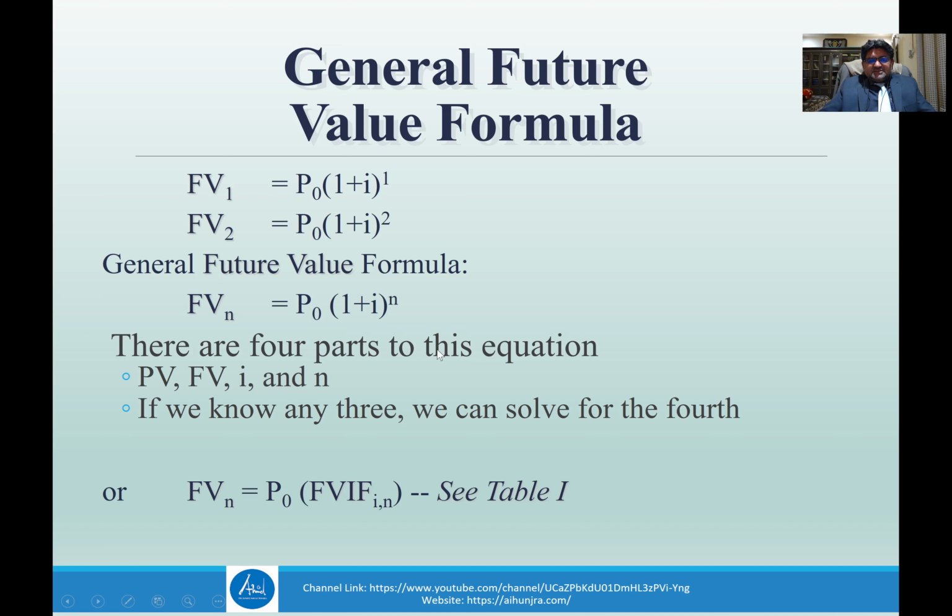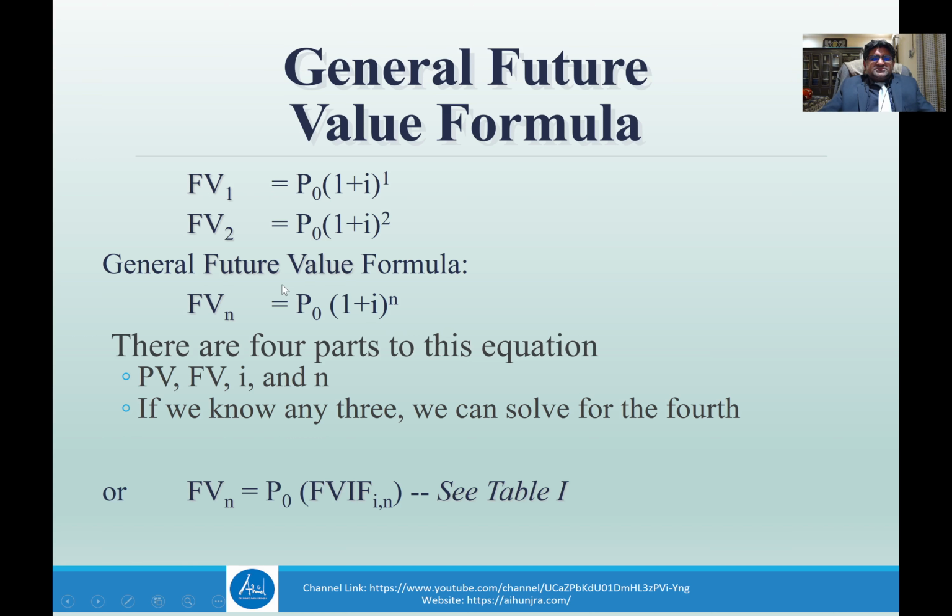There are 4 parts in this equation, 4 components. What are those 4 components? Present value, or P naught; FV, future value; I, the rate of return or interest rate; and N, the number of time periods. If we know the value of any 3, then we can solve for the 4th one.